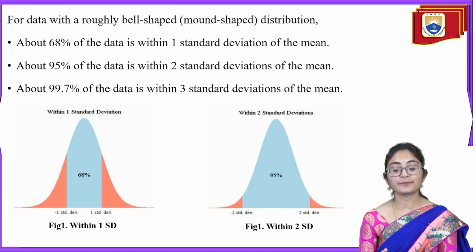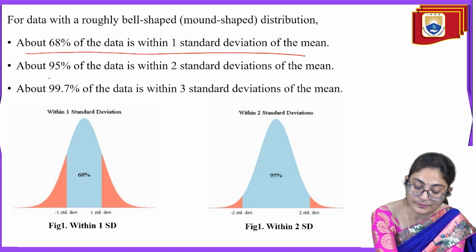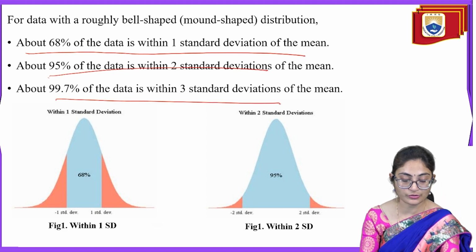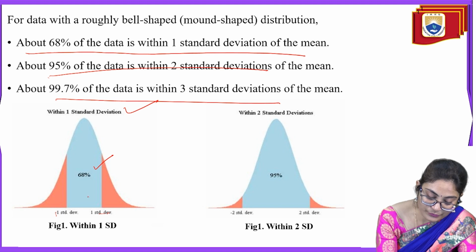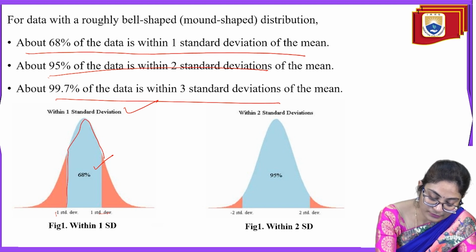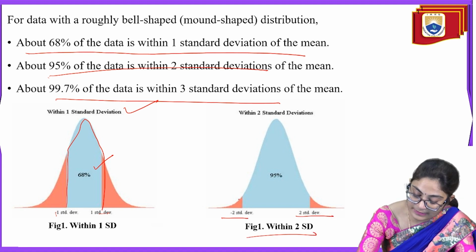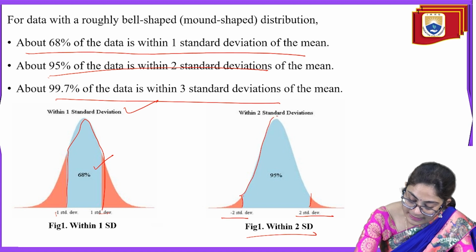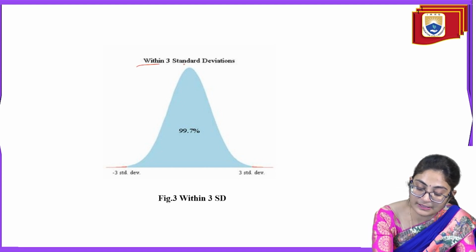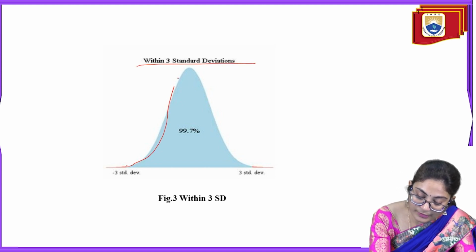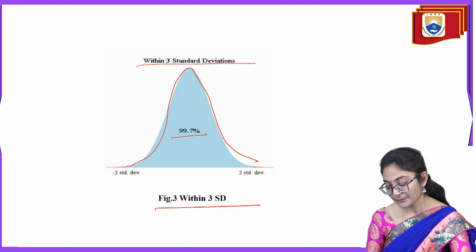Now for data with a roughly bell-shaped distribution, 68% is within 1 standard deviation, then 2 standard deviation and 3 standard deviation. 1 standard deviation, this is your 68%, between minus 1 and plus 1. This area is showing 68%. Then minus 2 standard deviation and plus 2 standard deviation. Within 2 standard deviation, you can see that your bell shape is like that. This is showing 2 standard deviation, 95%. And the third one, within 3 standard deviation, you can see your shape is showing 99.7% within the 3 standard deviation.